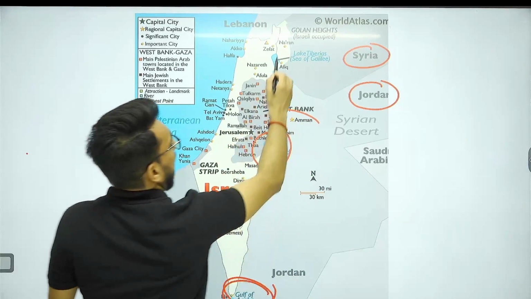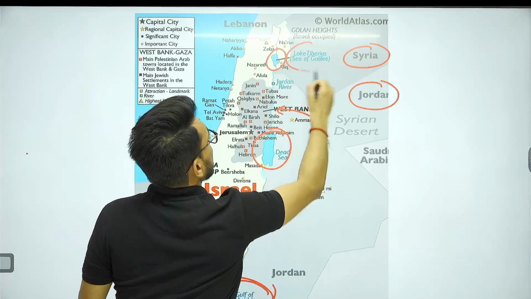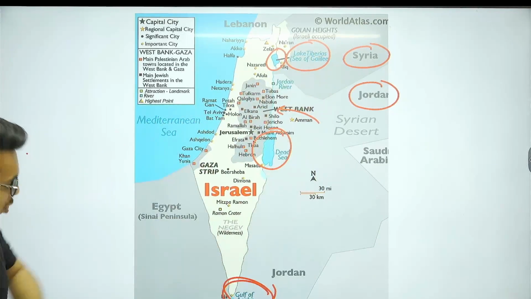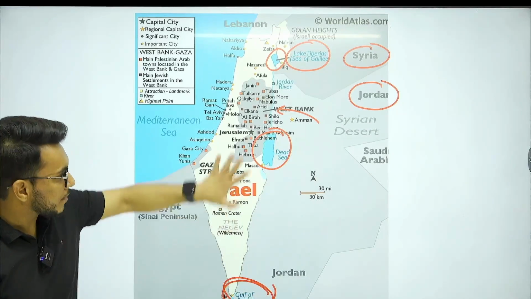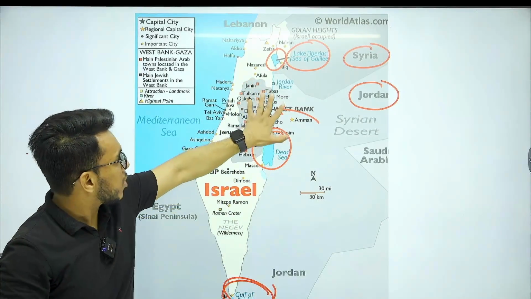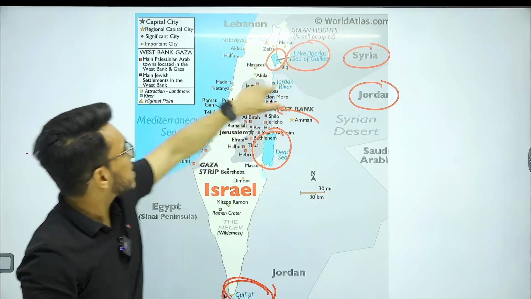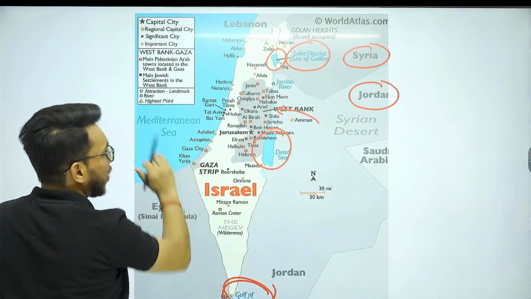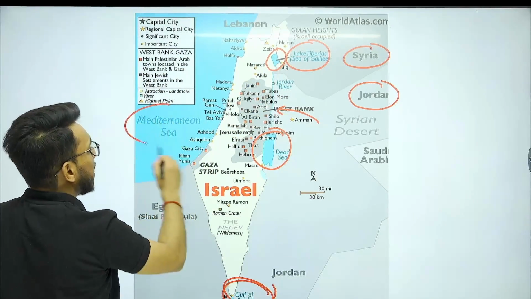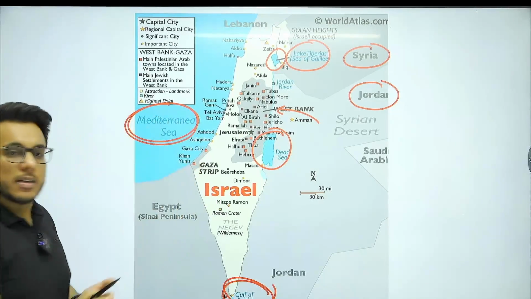Jordan River. After that, here we have Lake Tiberias. So, Gulf of Aqaba, Dead Sea, River Jordan, Lake Tiberias, and then here towards the western side, we have Mediterranean Sea.